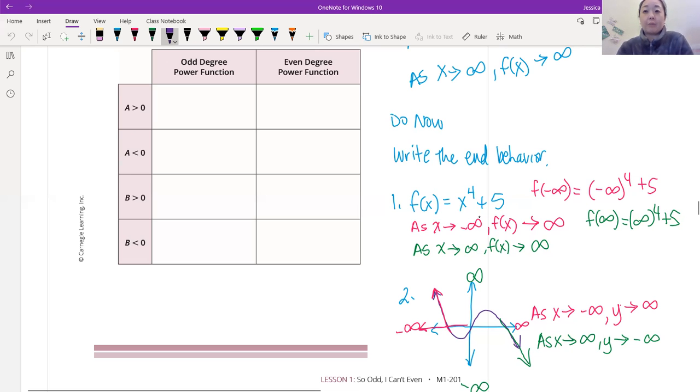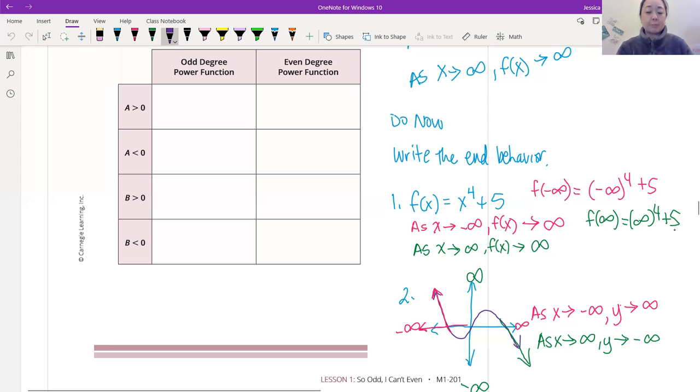All right, now we talked about the negative side. Now we're going to talk about the positive side. So as x approaches positive infinity, what is y doing? Well, let's plug in positive infinity. Positive infinity to the fourth power. Well, if we have 4 positives, what do we get? Still positive, right? It's not going to be negative. So that's why we just put in positive in here. So it's going to approach positive infinity, meaning f of x.